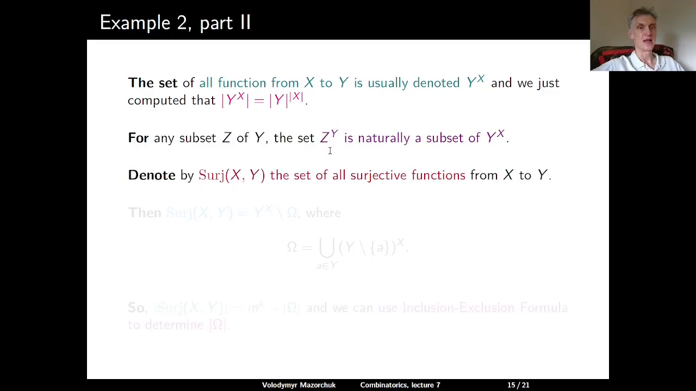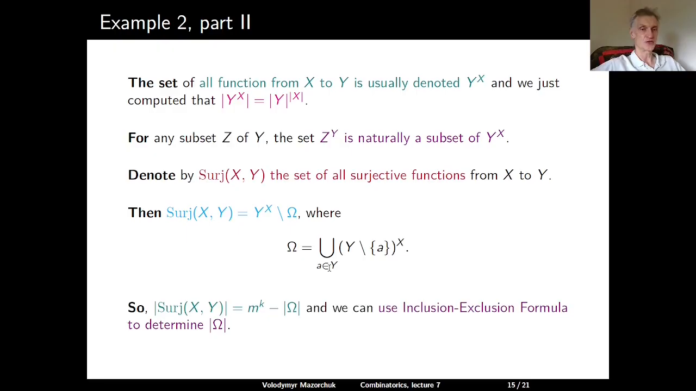Let us denote by surjective from x to y the set of all surjective functions from x to y. Then, the set of surjective functions from x to y equals the set of all functions y to the power x minus the set omega, which is defined as the union over all a in y. We take y, we subtract a, and we take to the power x. So this means all functions whose image is in y minus this element. So the number of surjective functions from x to y equals m to the power k minus the cardinality of omega.